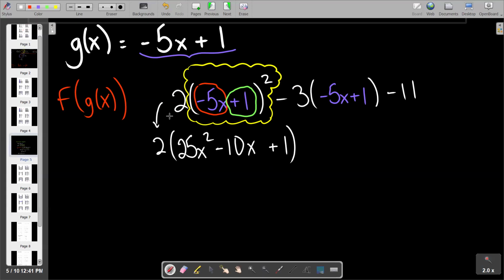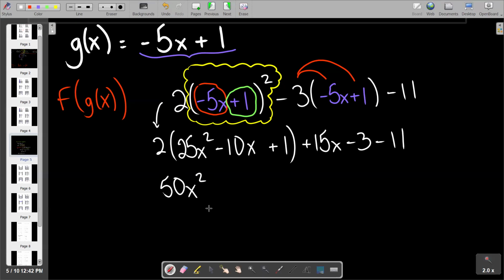And then while we're here, we might as well do this other distribution, this red distribution. While we're here, what do we get? Yeah. -3. And you could put the -3 and the -11 together, or it doesn't matter. No hurry, because we got other stuff to do anyways. So from here now, it's just a matter of clean house, simplify, distribute, combine terms. How many x squareds do we get? So we get 50 of those bad boys. How many x's?